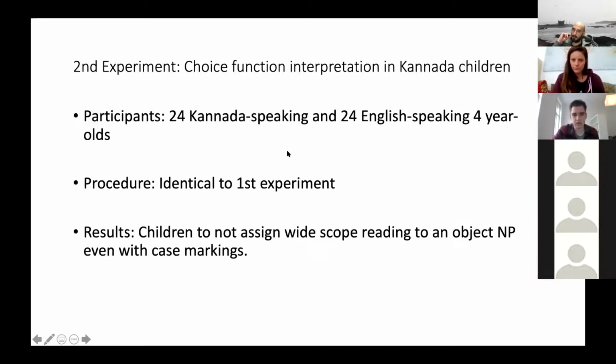Anyways, now to the experiment. So they had 24 English-speaking children and 24 Kannada-speaking children again. The procedure was the same as in the other experiments discussed before, so truth value judgment task. And what was the result? To our surprise, children were not able to assign wide scope reading, okay? Even with case markings. So why would that happen?